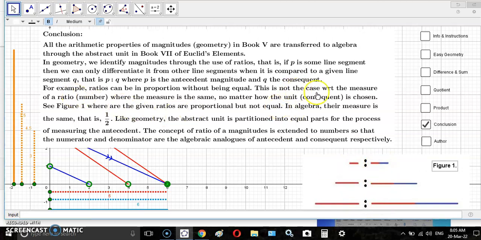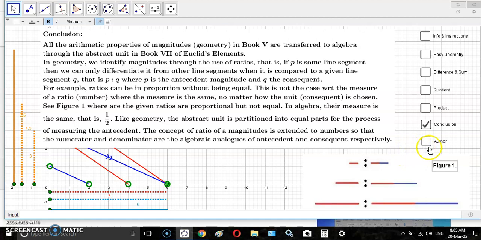And this is not the case with respect to the measure of a ratio, which is a number. The measure is the same no matter how the unit or the consequent is chosen. Doesn't matter how you choose it. So in algebra, like geometry, the abstract unit is partitioned into equal parts for the process of measuring the antecedent. So we can measure the antecedent with one of these equal parts, and again here this antecedent with one of these equal parts, and so on, right? So the concept of a ratio of magnitudes is extended to numbers so that the numerator and denominator are the algebraic analogues of antecedent and consequent respectively.